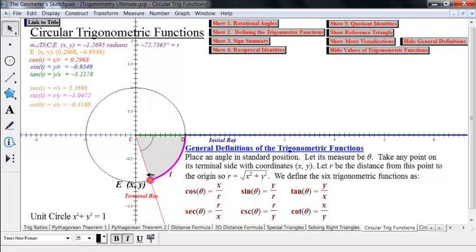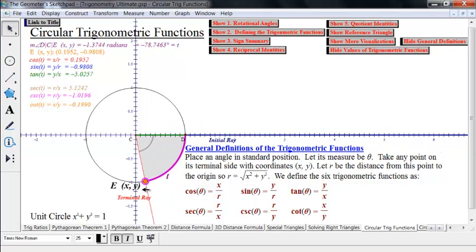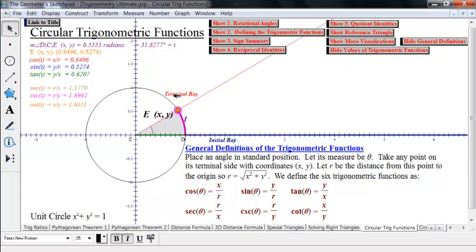So let's go one at a time. Let's think about cosine. Where is cosine positive? Cosine is positive anytime x is positive, so anywhere over here in quadrant 1, or on the positive part of the x-axis, or down here in quadrant 4. So in quadrants 4 and 1, x is positive, so cosine and secant are positive.